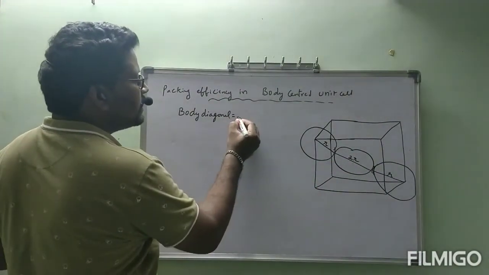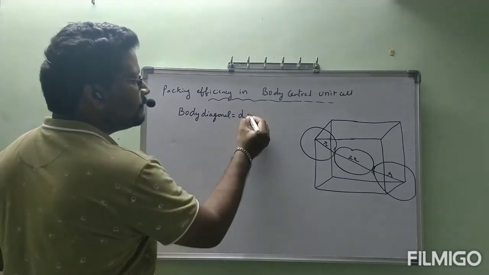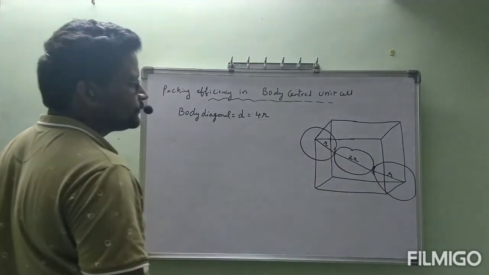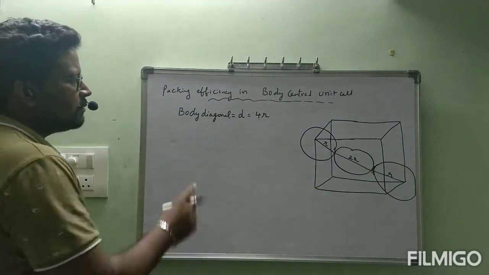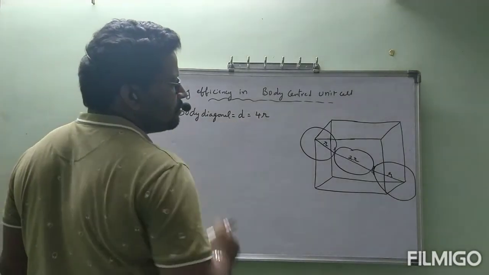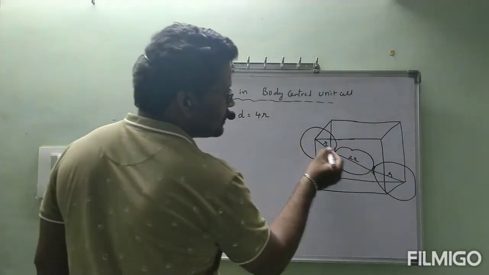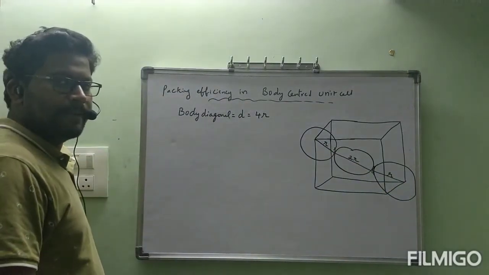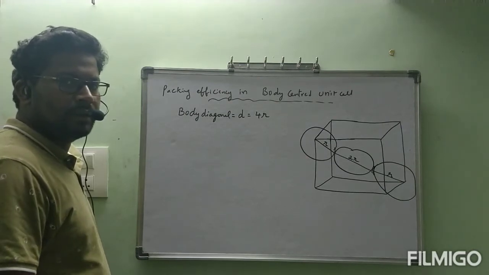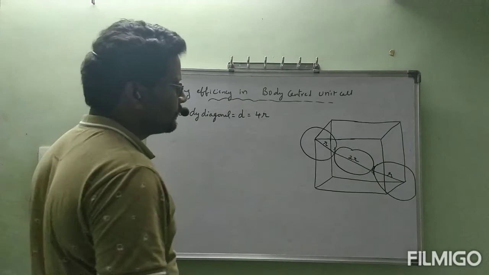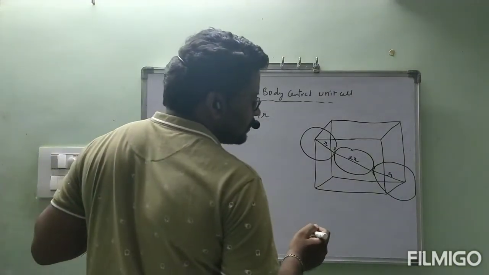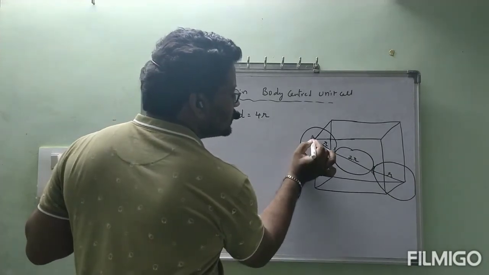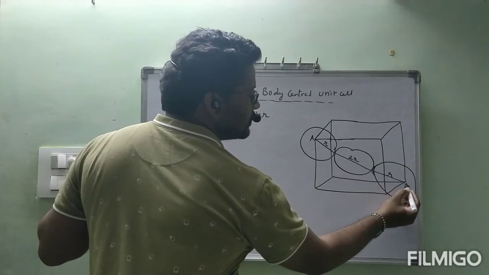Body diagonal, small d, is equal to 4r: r plus 2r is 3r, plus r is 4r. In this body-centered unit cell, the body diagonal d is equal to 4r. Okay, so this total distance is d. Is it okay? Next, this is 4r. Next, coming to observe, this is A. This is B.